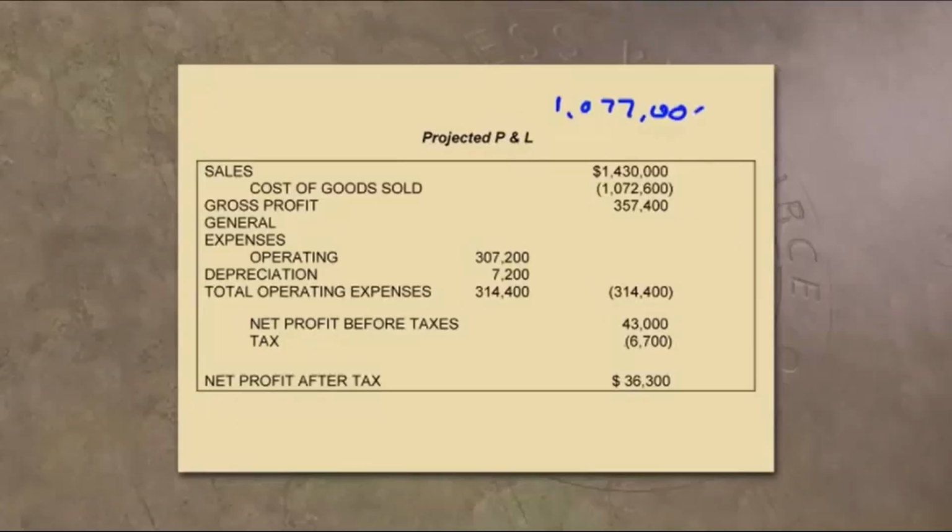Now, take a look at his profit and loss projected for next year. What's it look like? Oh, and I've got to tell you one thing, just so you know. This last year, he did sales of $1,077,000. And now he's projecting sales of what? $1,430,000.